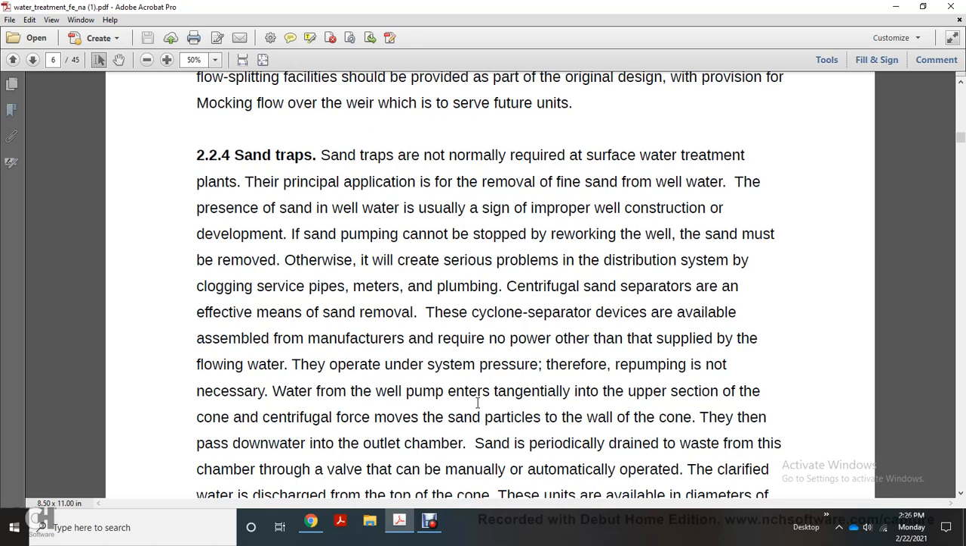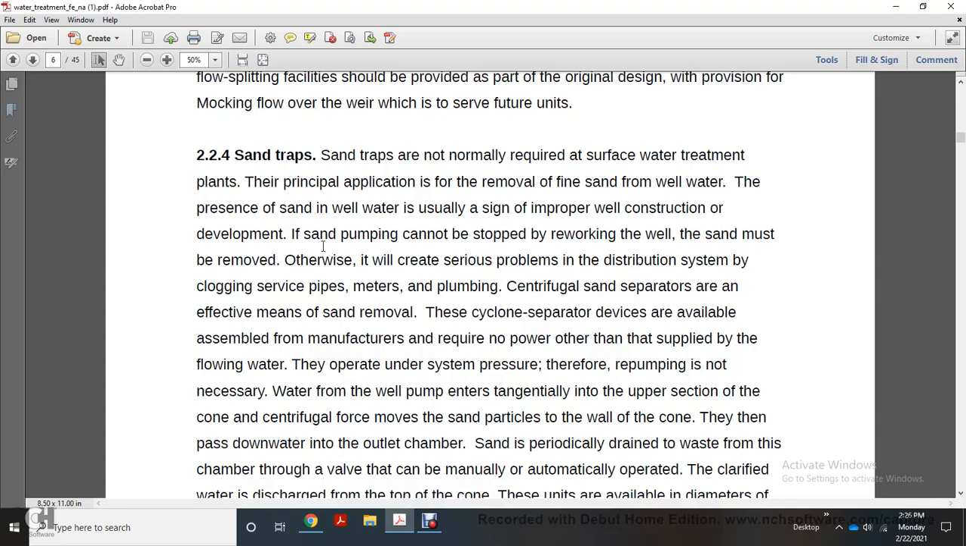Sand traps are normally required at surface water treatment plants, with the principal application being the removal of fine sand from well water. The presence of sand in well water is usually a sign of improper well construction or development. A sand pumping well that cannot be stopped by reworking the well must have the sand removed, otherwise it will create serious problems in the distribution system by clogging service pipes, meters and plumbing.